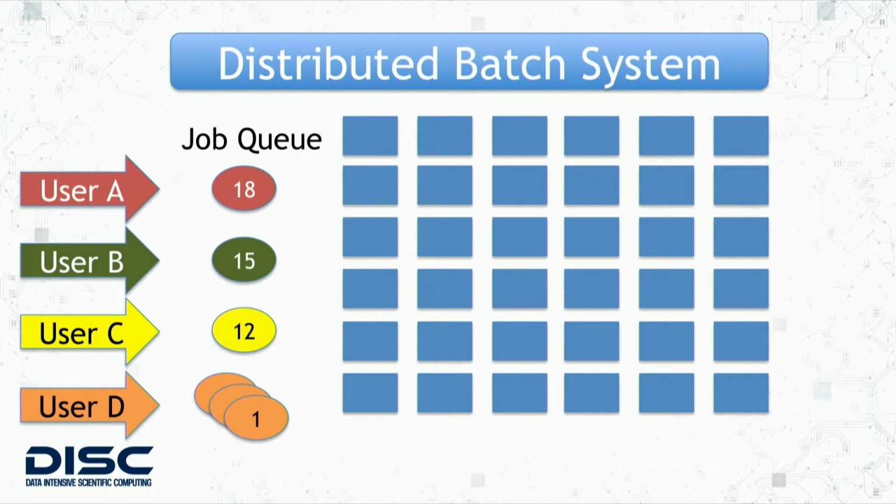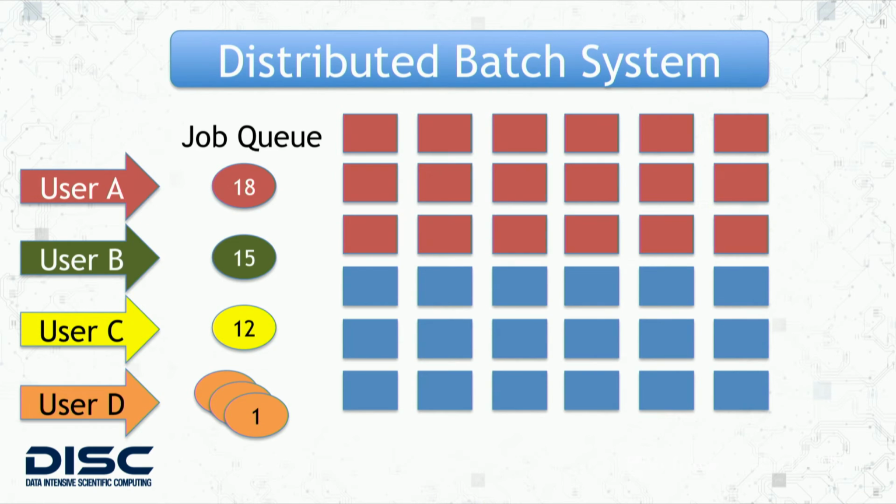So let's suppose a bunch of users come to the system all at once and describe what they want to run. User A wants to run one job that needs 18 nodes. User B wants to run one job that needs 15 nodes. User C, 12 nodes. And user D wants to run 3 jobs, but each of those jobs only needs 1 node. Now let's suppose that the distributed batch system is going to schedule these in order if it can.